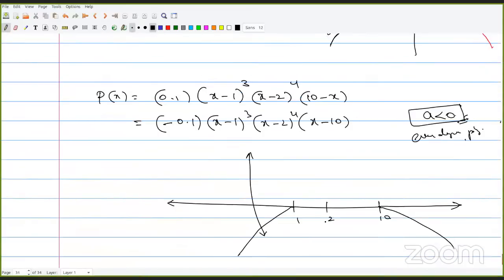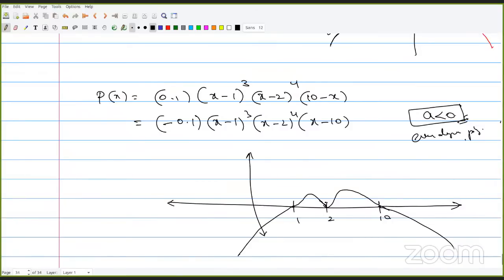So from there, you see, from 1 we start drawing the graph. At 1 the multiplicity is 3, so I cut. At 2, I bounce back. At 10, I cut. So this is how the graph will be. So there will be 3 turning points, right? There will be 3 turning points, correct.